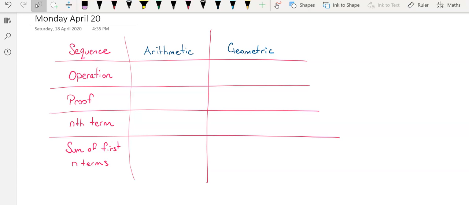Righto, Year 11, continuing with our work on sequences now, and just start with a little recap, I guess, before we head off into geometric territory. Let's just recap what we know so far about sequences.